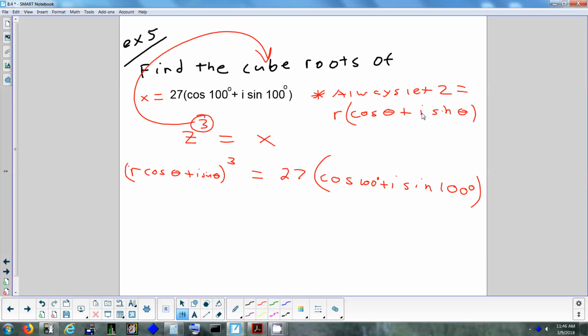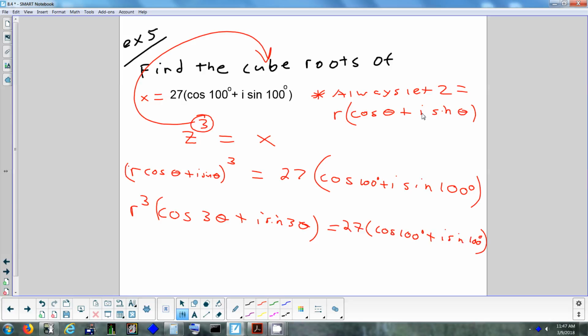So if I want to cube what's in parentheses on the left, what's the first thing I would do? Yep. Cube R. I'm not going to get a numerical answer for that. I'm just going to get R cubed. And then, what about my angle? Multiply it by 3. Okay, so that's the left. And then the right, it just stays the same the whole time. So 27 cosine 100, I sine 100.